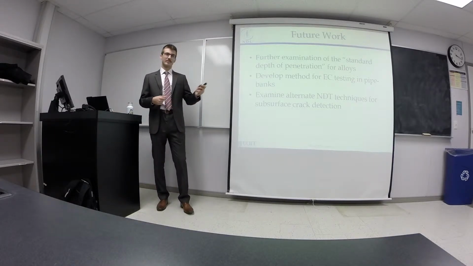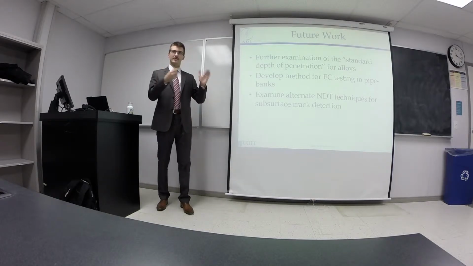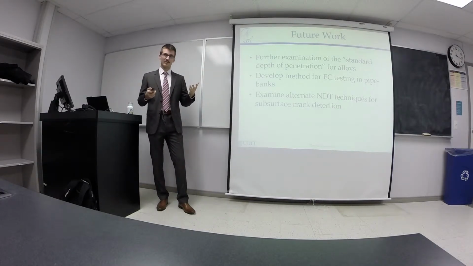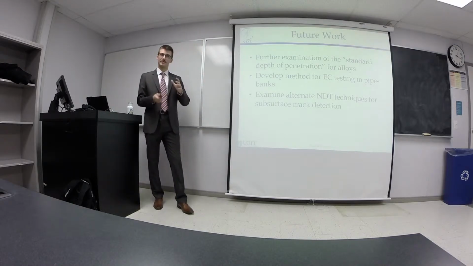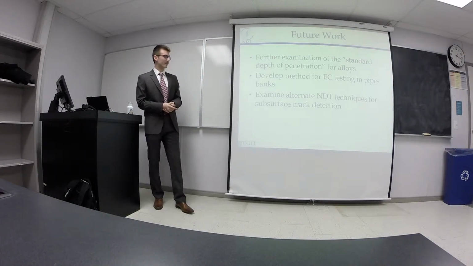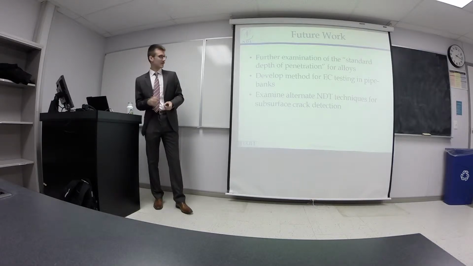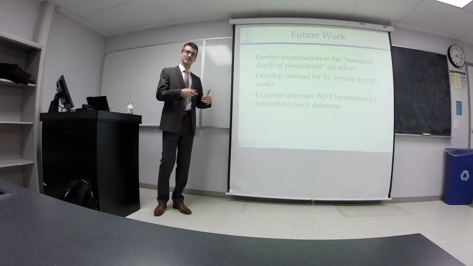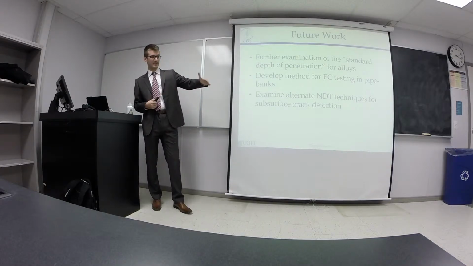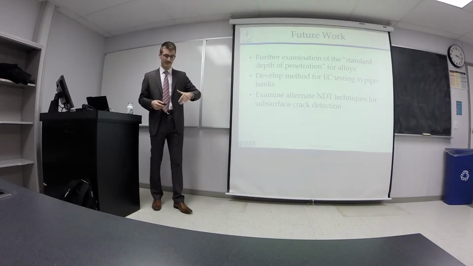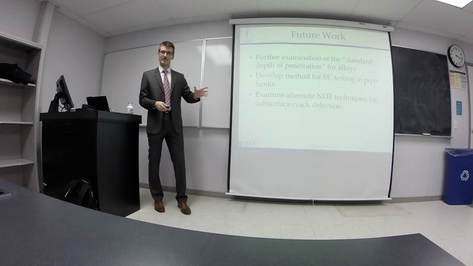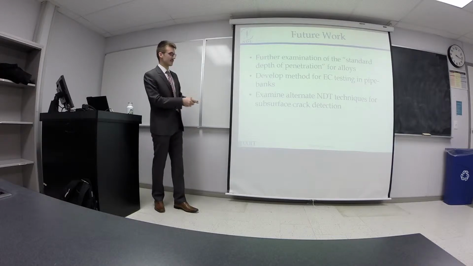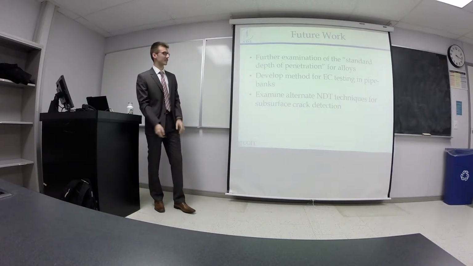I want to make sure that you can accurately come up with these sigmas for alloys, because the ones that I tried to generate are a bit off due to the uncertainty in material composition. Also, develop the method for EC testing in pipe banks, just to make sure we can detect flaws through various voids, or geometries that inherently incorporate some kind of void that's not necessarily a crack, and examine alternate NDT techniques for subsurface crack detection.